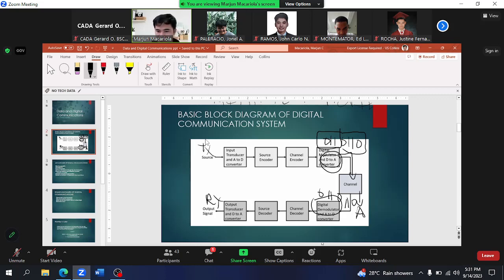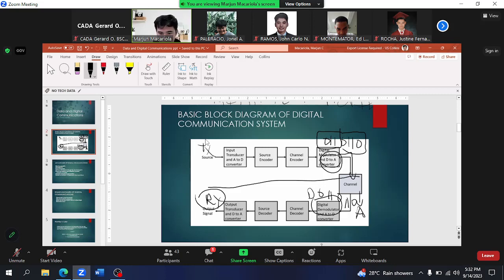So as you can see, the digital demodulator is the first step in the receiver end. Okay? So all of this is in the transmitter side, and this one is in the receiver end. Okay? So pagkatapos, magiging output ito again is a digital signal. Okay? Papasok na tayo kay channel decoder.